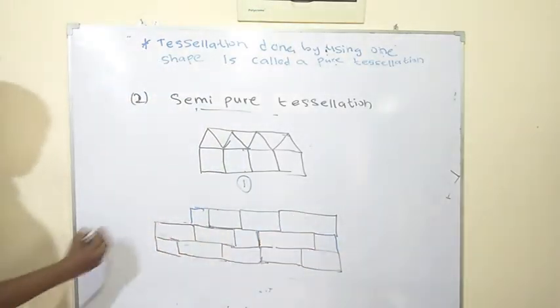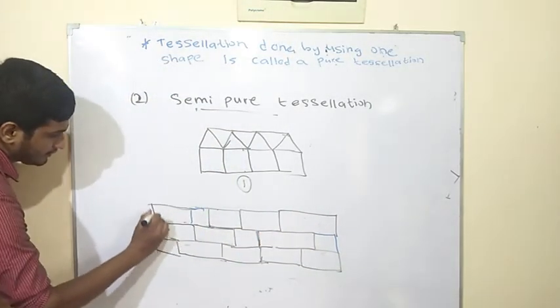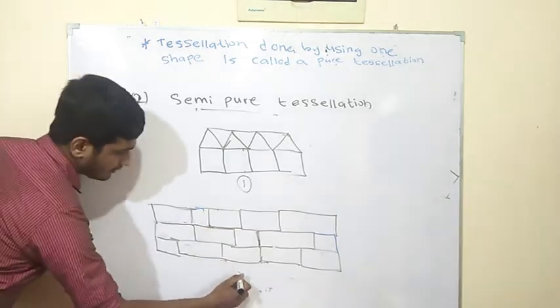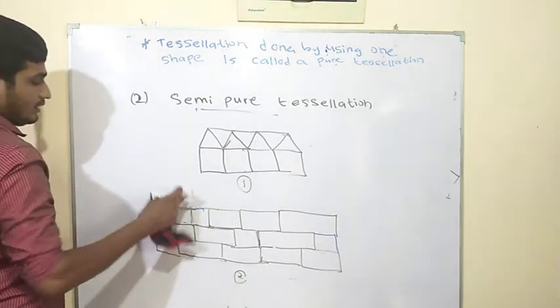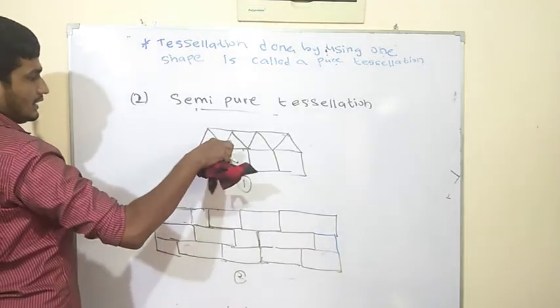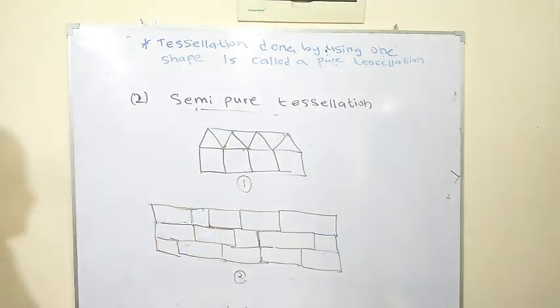I can clearly see I have drawn 2 figures on the board. In this figure also you can see two shapes, number 1 and number 2.